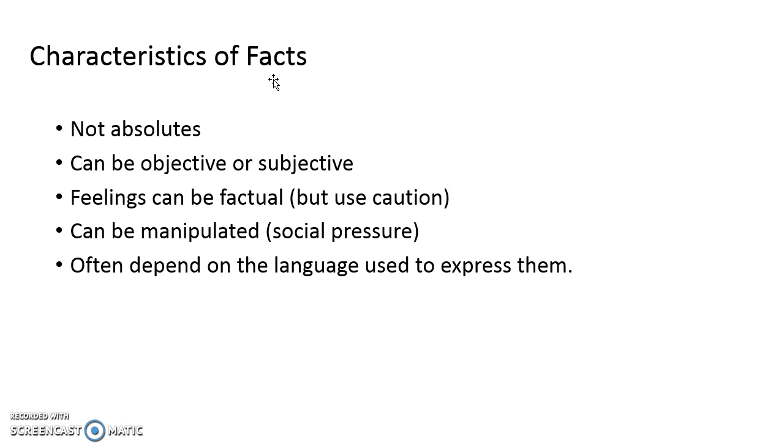So understand that facts don't mean that something has to be an absolute, or you might also call it a universal truth. Facts can also be either objective or subjective. An objective truth is something that can be measured, can be verified, it can be validated. Objective facts are typically universally true. That means they can be generalized from one situation to another.